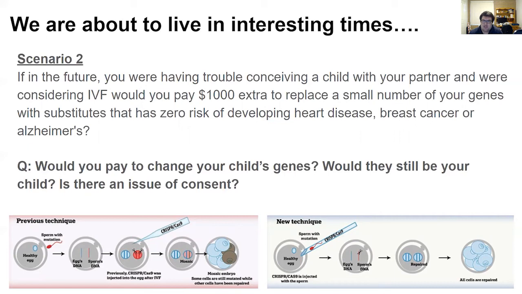Is there maybe a tiny issue of consent, where you're making decisions about this child's genetics, decisions that might have big consequences down the track if things go wrong? There could be this issue of consent, a little thing to think about. That's kind of where we're not really ready to consider these questions, but let's go to the third scenario.